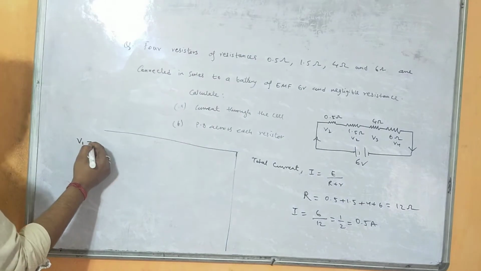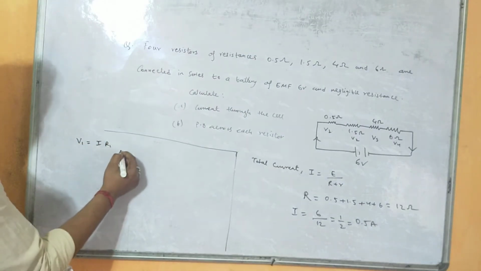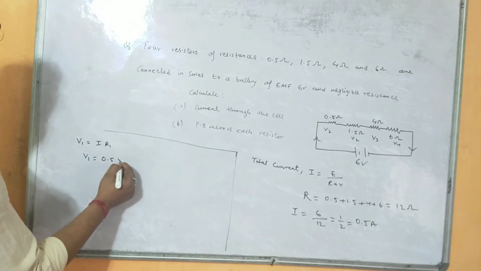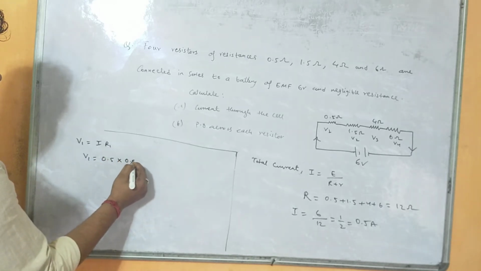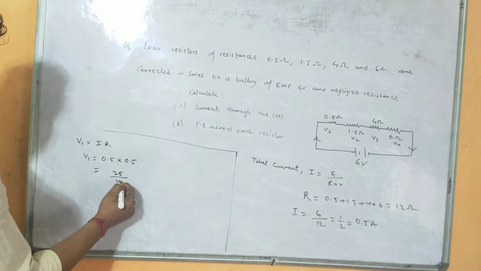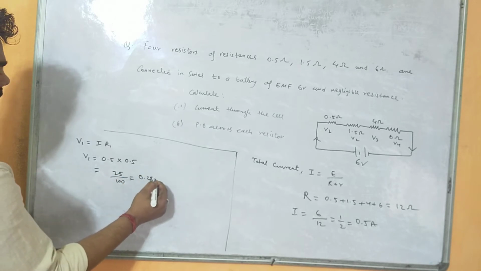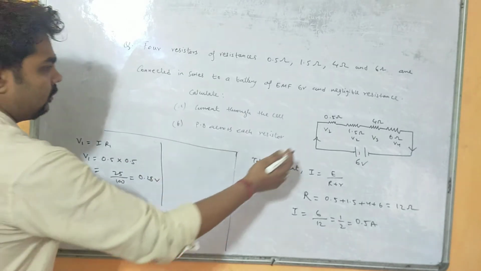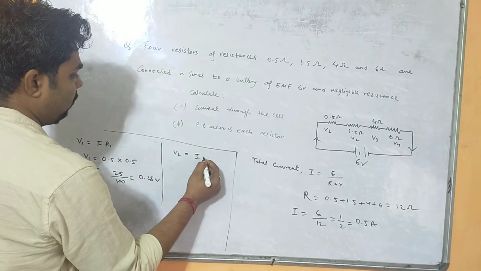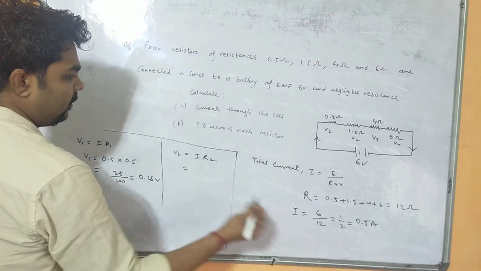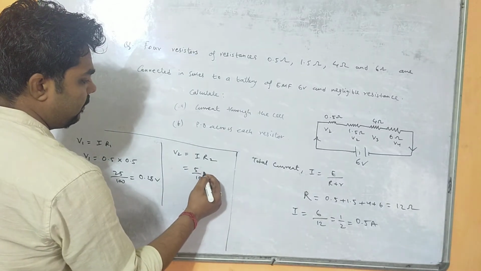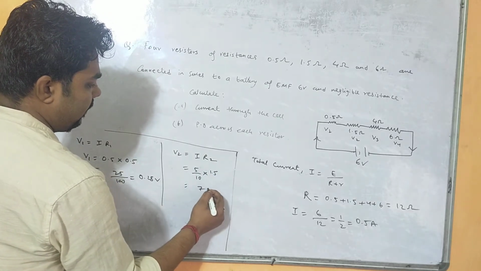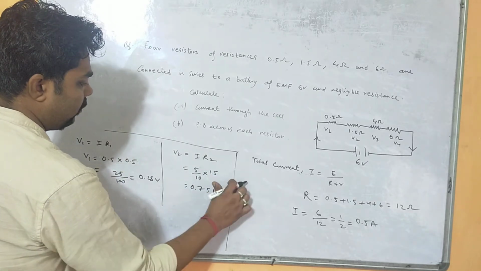So V1 equals I R1. I is 0.5 and R1 is 0.5, that is 5 5 is 25 by 100, that is 0.25 volt. Likewise we will calculate for the others. V2 equals I R2. The current is 0.5, that means 5 by 10, and R2 is 1.5, that means 75, that is 0.75 volt.